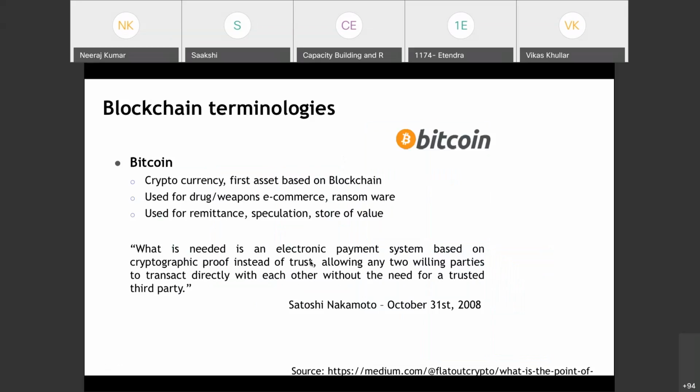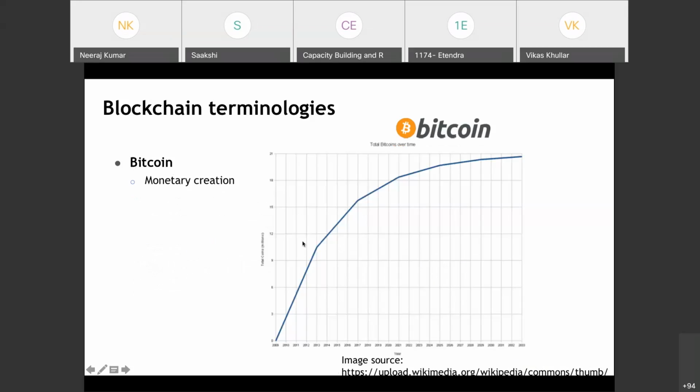Based upon these concepts, the first cryptocurrency, developed by Satoshi Nakamoto in 2008, was Bitcoin. It is the first asset based on blockchain, used for drugs, weapons, e-commerce or ransomware, and it is used for remittances and other purposes across the world. So nowadays you can see that blockchain has been revolutionized across the globe.